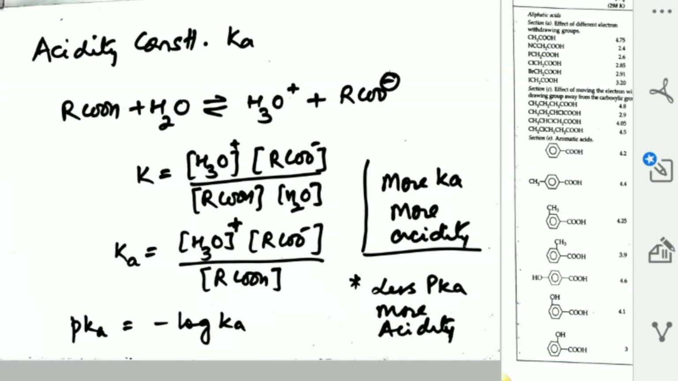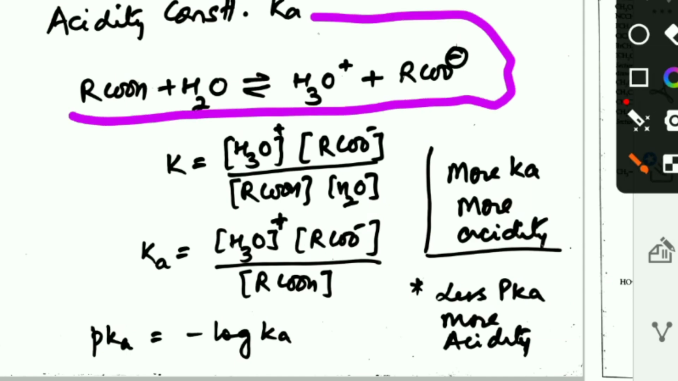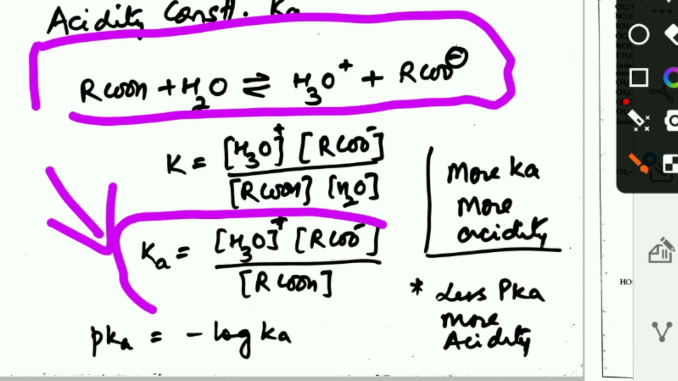Now, to understand the effect on acidity, we should know another term, that is acidity constant. Whenever carboxylic acid is dissolved in water, the following equilibrium exists. This one. We take water in excess, so that its change in concentration will be constant. So this makes another constant which is called Ka. You are very well versed with this acidity constant, Ka.